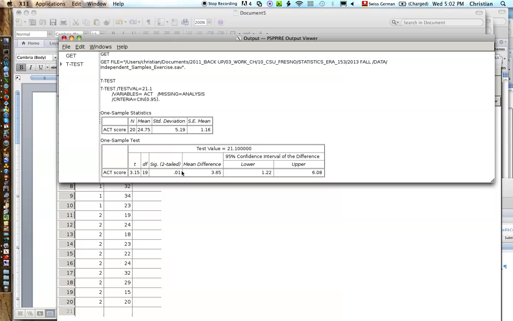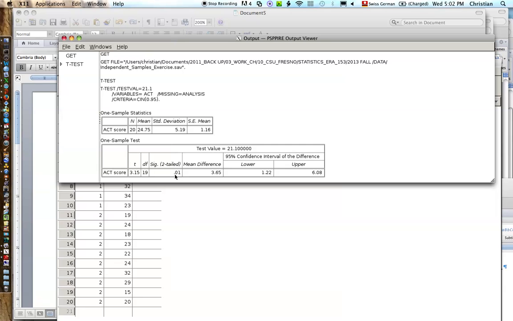So we can see that the significance is smaller than 0.05. So we can say, even if we had a non-directional hypothesis, there is a significant difference between the mean of the sample and the population mean, and thus we reject the null hypothesis. We go with the alternative hypothesis, and we conclude that our sample is statistically significantly different from the population mean.